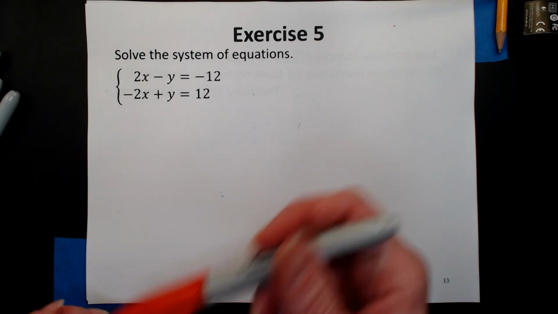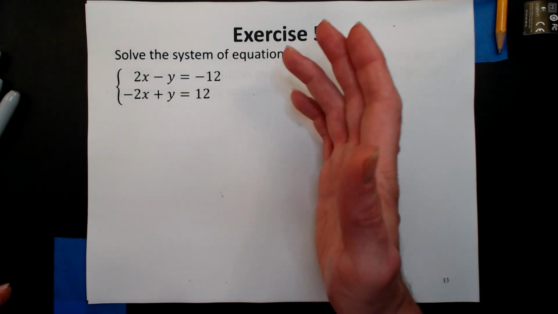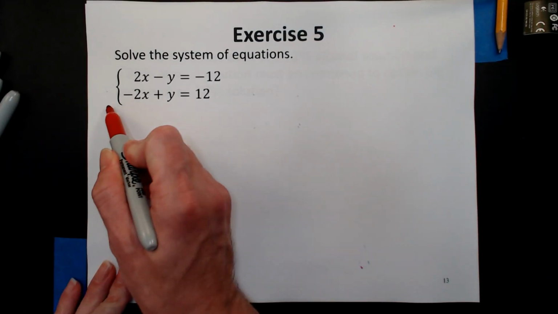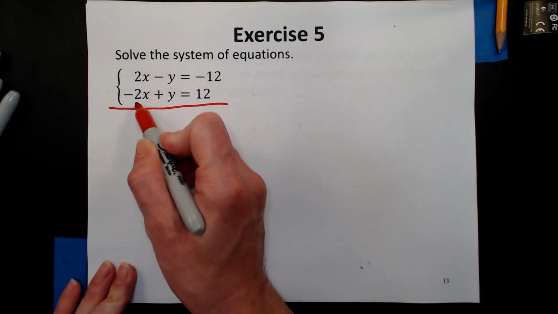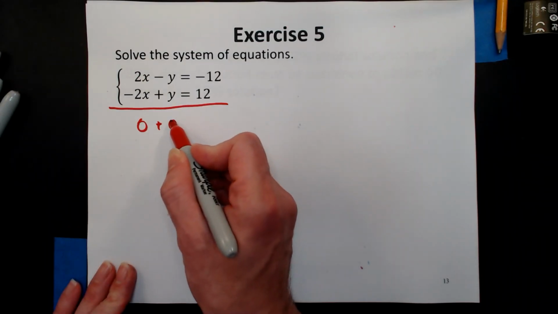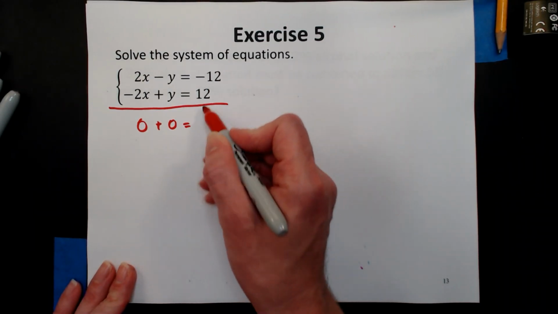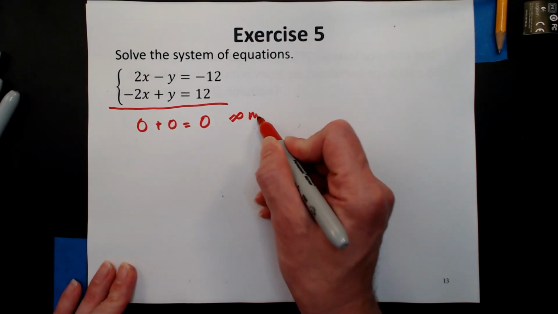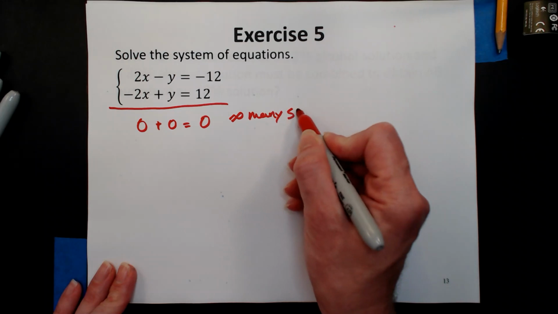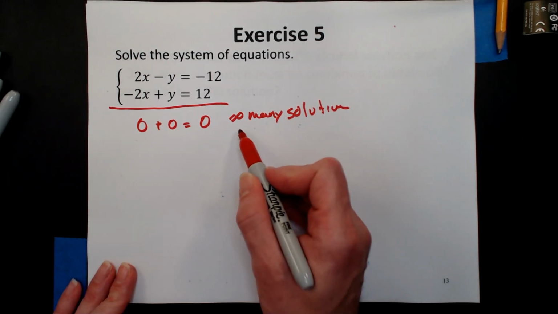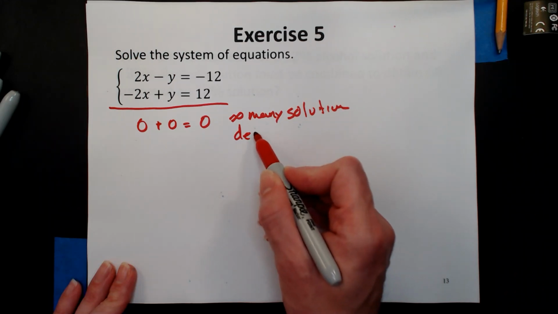Alright, so now we want to solve this system of equations. So here we want to eliminate one variable, and we already see the x's can be eliminated pretty quickly. So if I just draw a line right here, they have opposite signs, same coefficient, and I'll get 0x, but then I notice I also get 0y, and that equals 0. So that means we're going to have infinitely many solutions. And infinitely many solutions, so it's dependent.